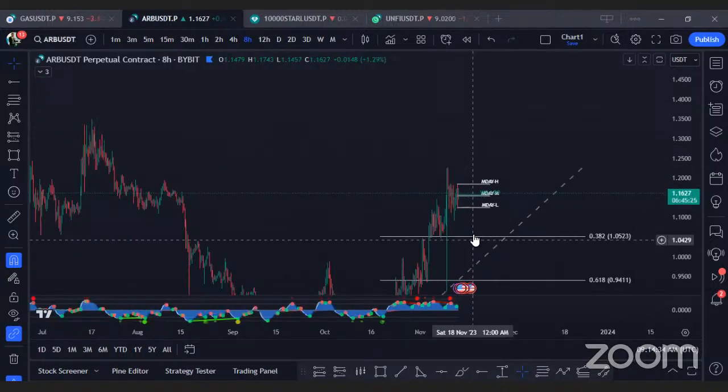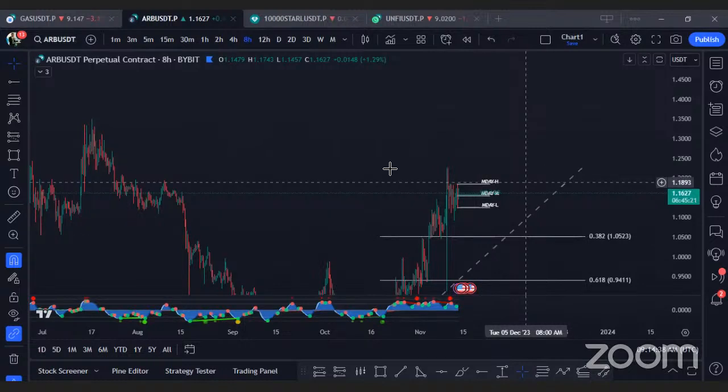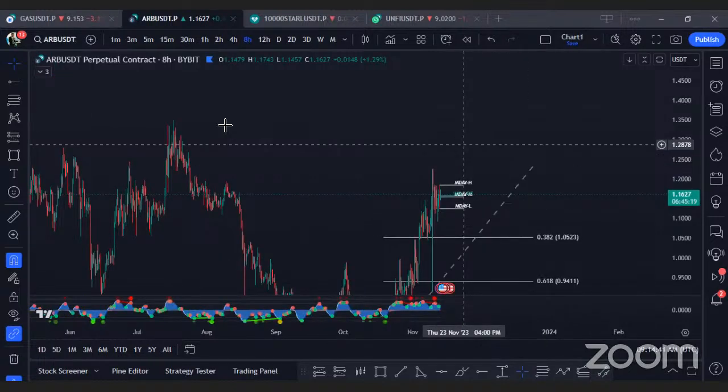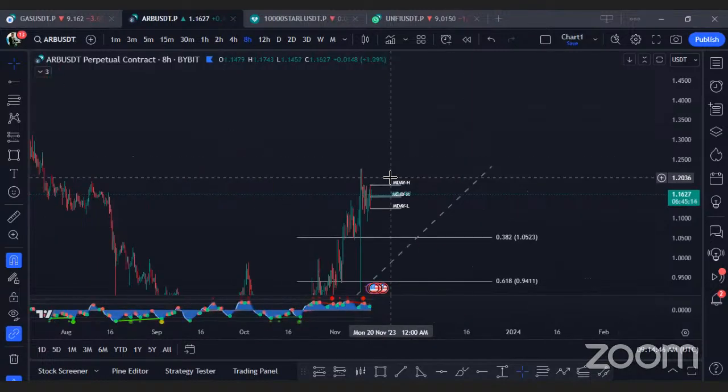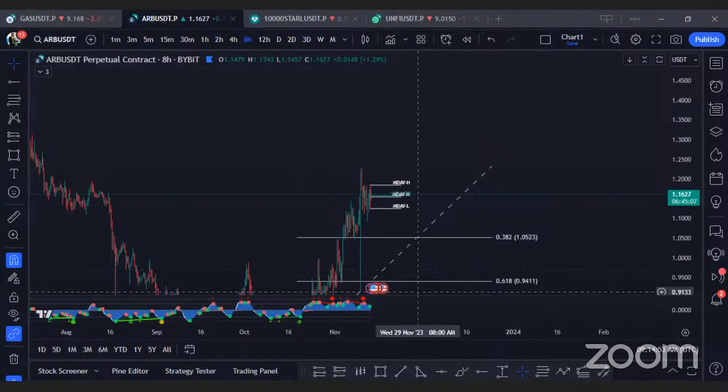All right, let's look at that 382. If we do come back to that area, 1.05, we'll be looking at taking a long and maybe targeting that $1.33 level. For ARB, let's just pay attention to it and see how it plays out. We'll play accordingly. For now, the setups are not quite clear. Let's see what will happen with ARB going forward.